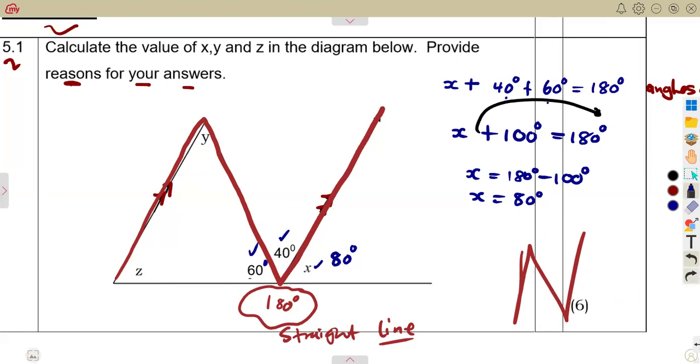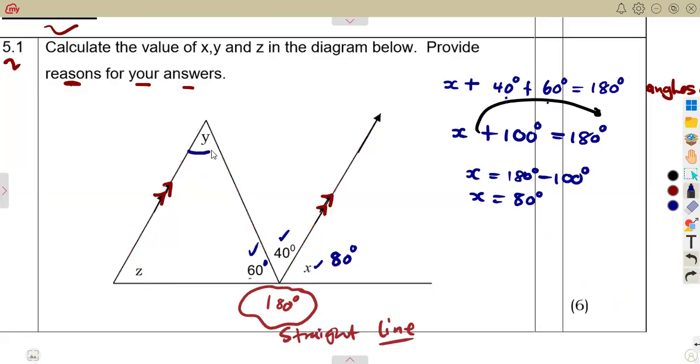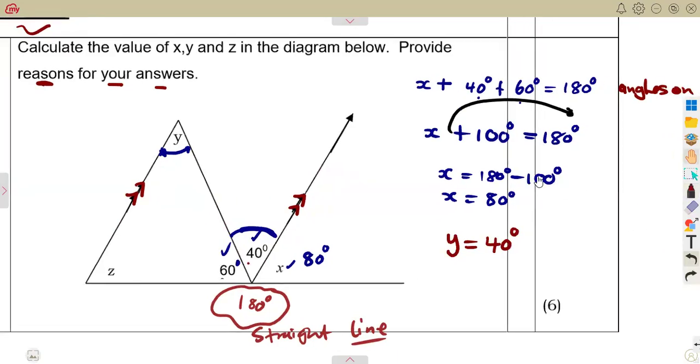And alternate angles are equal. So meaning to say, this angle y here and the 40 degrees, the one that is alternate to this one, you can consider that as an N. All right. So that means y is simply going to be what? 40 degrees. Just like that. The reason, alternate angles.